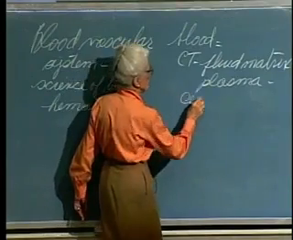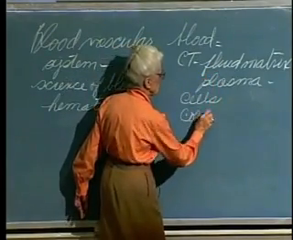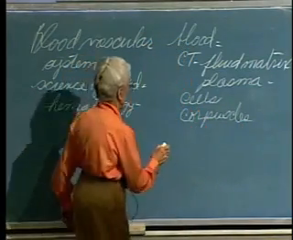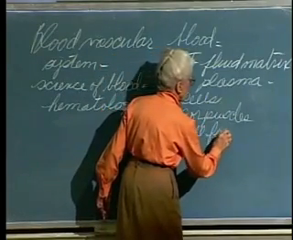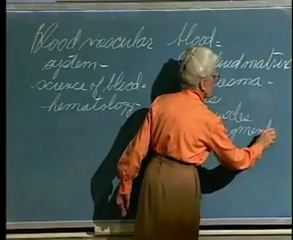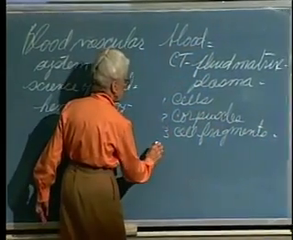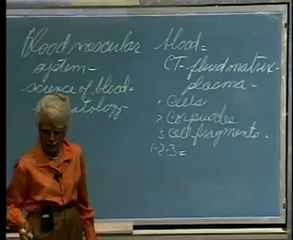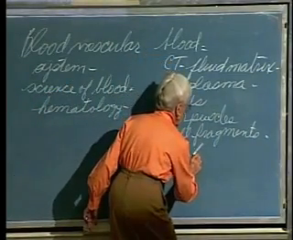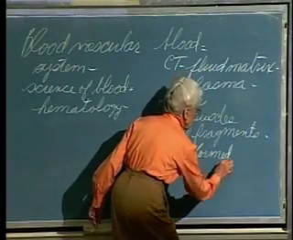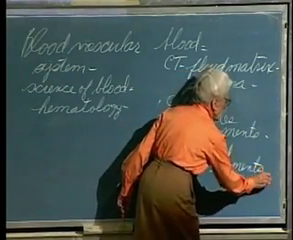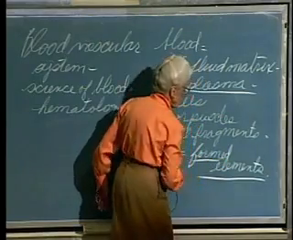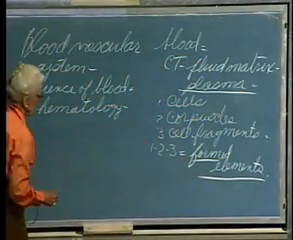It has cells, corpuscles, and cell fragments. And 1, 2, and 3 equal formed elements. These are considered formed elements in the blood. So when anybody asks you what blood is, it's plasma with formed elements, and then you can go from there.